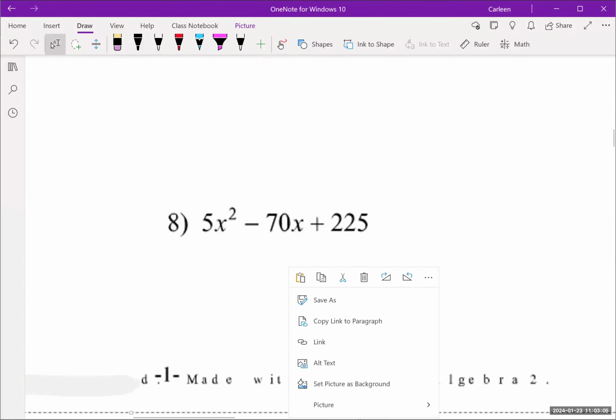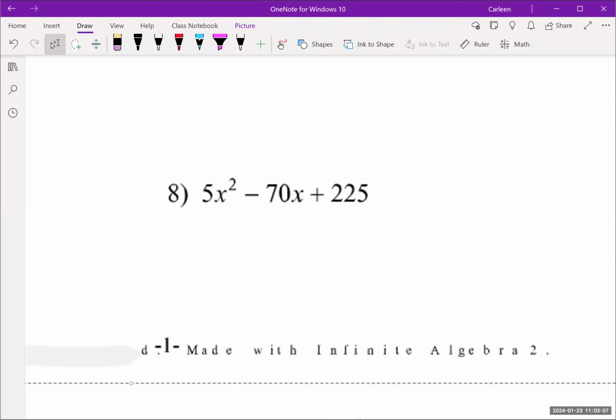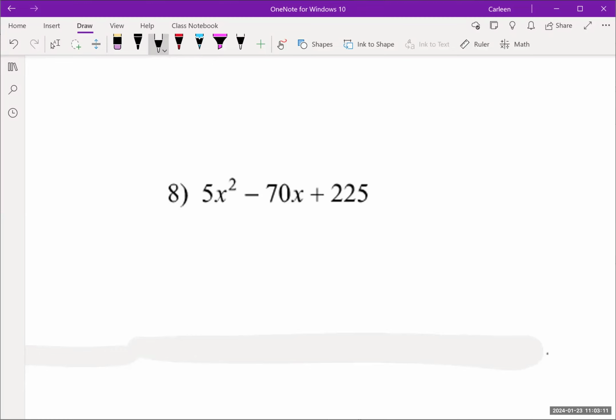Next, yikes, 225. Okay, I really hope I don't have to do rainbow diamond. What do you notice about the numbers 5, 70, and 225? What's my first step? You are like, divide by 5. Ah, they can simplify, right? They can all be divided by 5. So we're going to divide by 5.